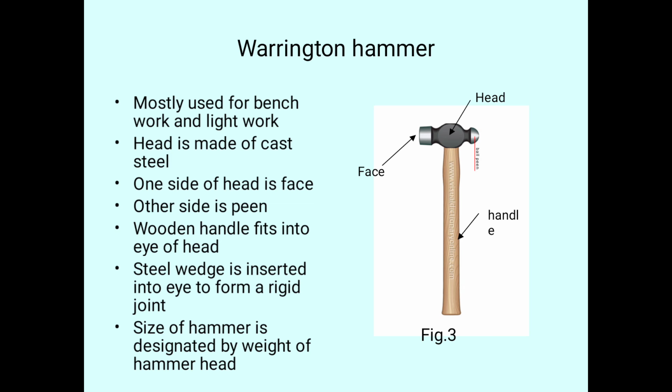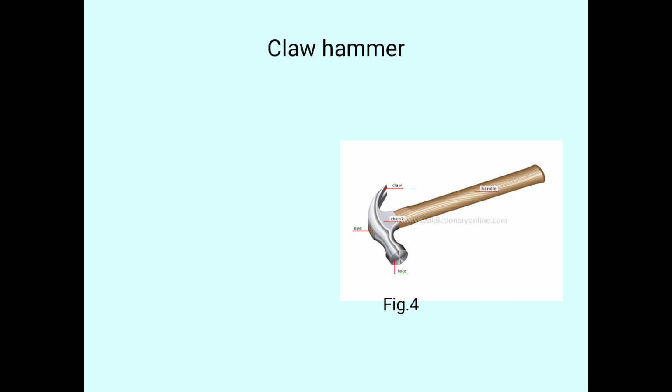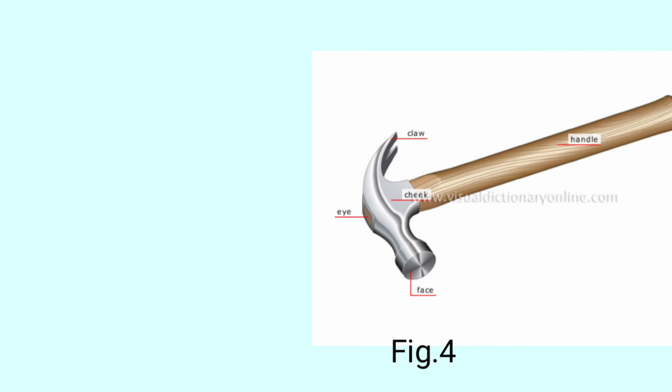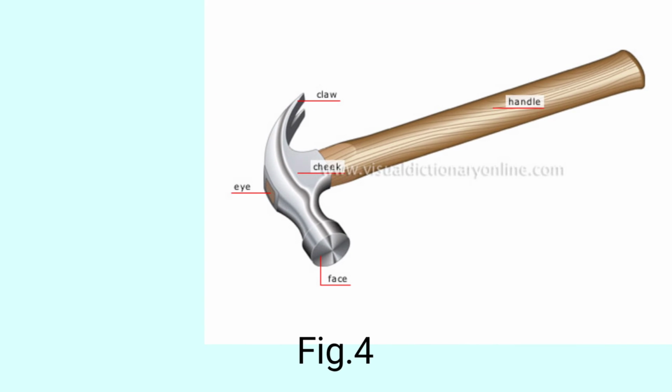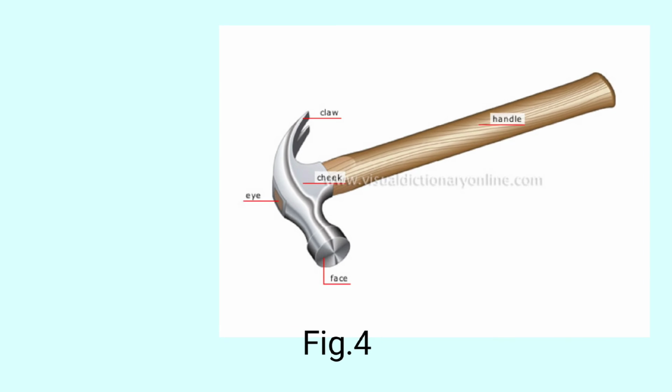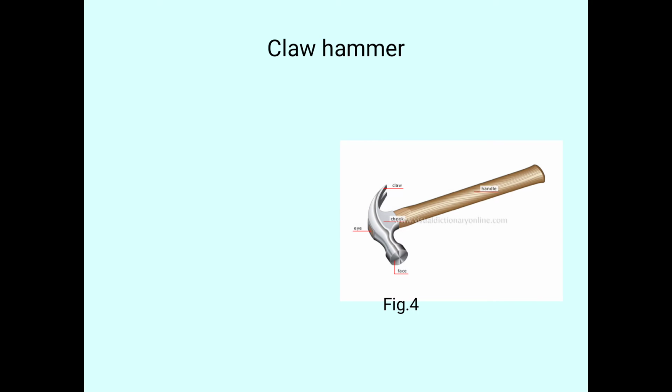Next, the size of a hammer is designated by the weight of the hammer's head. Based on the weight of the head, we can designate the size of the hammer. Next, we can see the claw hammer. This is a diagram of a claw hammer. Here we have different parts: claw, eye, cheek, face, and handle.